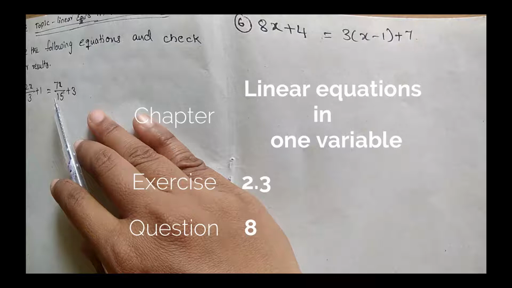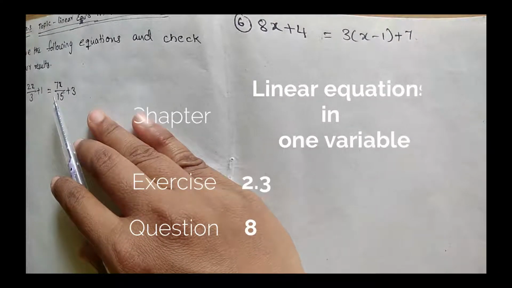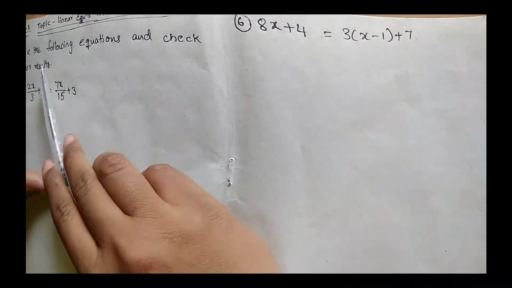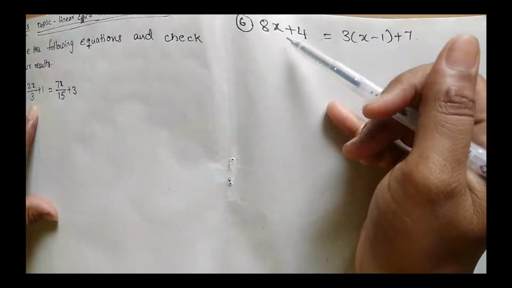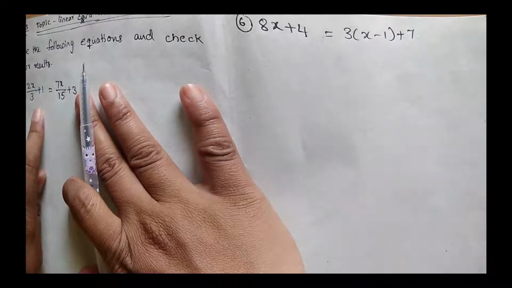Today I came with the topic linear equations in one variable belonging to 8th class, and I took the problem in exercise 2.3. The problem was: solve the following equations and check your results. Here one problem is given and I took another problem also. I will explain it later. First of all, we go to this problem.